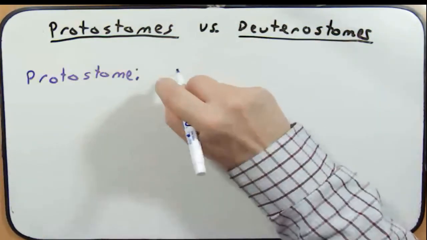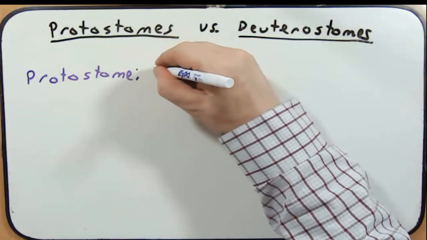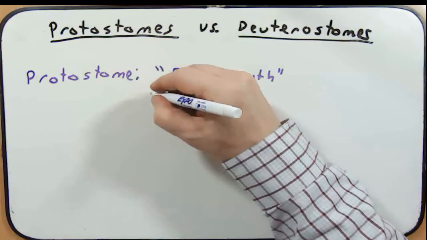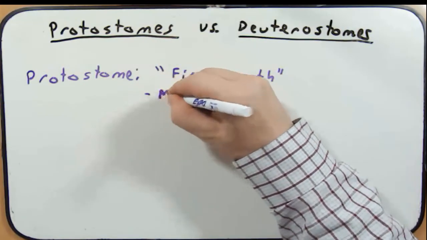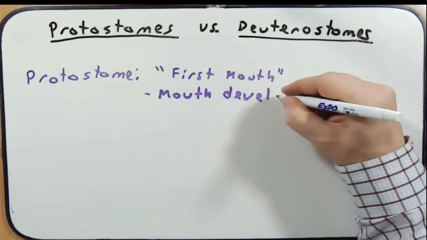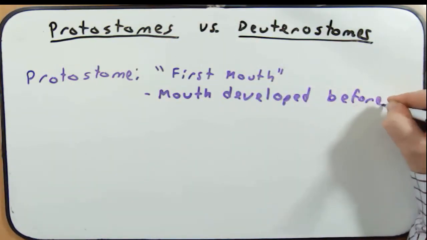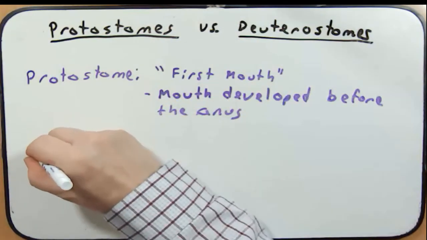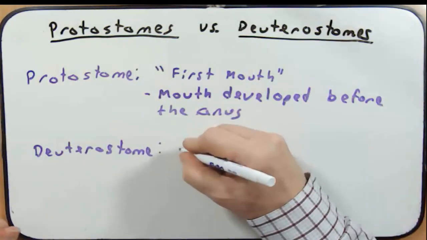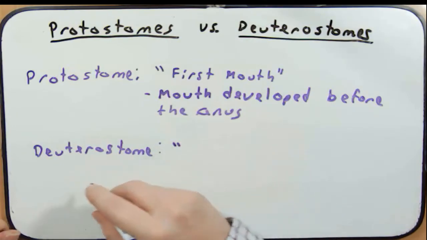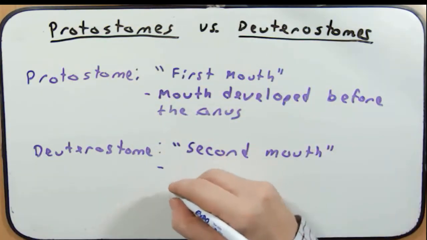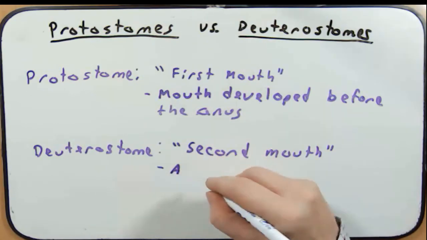Let's start with the protostome. Essentially, this translates to first mouth. And for our purposes, what we mean is that the mouth developed before the anus during embryonic development. Deuterostomes is the reverse of that. That is, deuterostomes translates to second mouth. That is, the anus developed before the mouth.